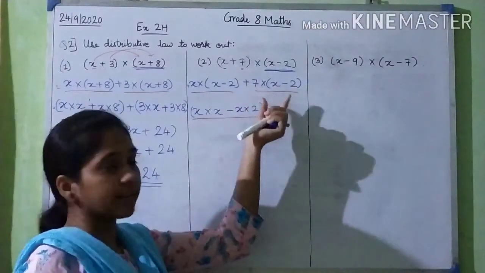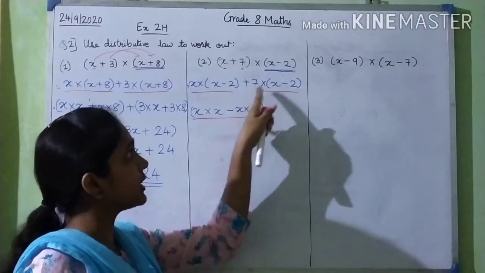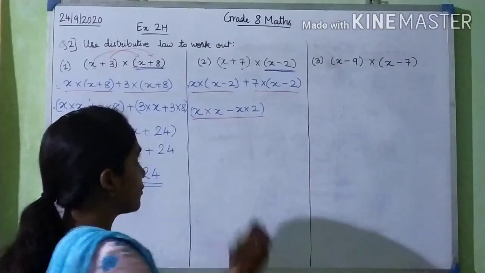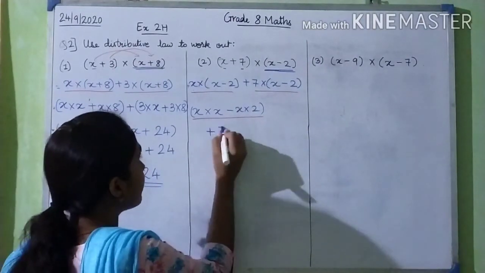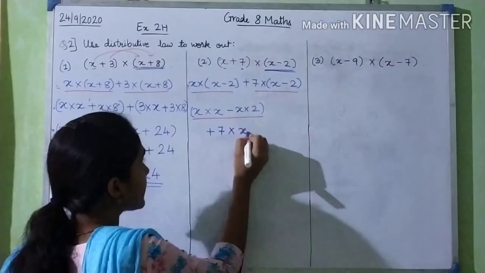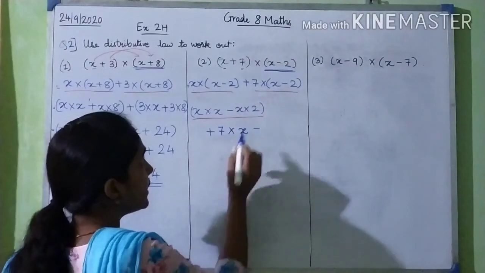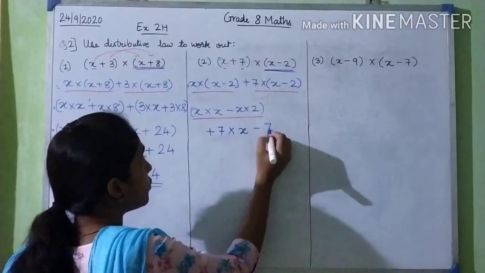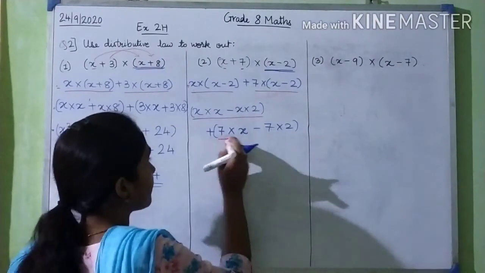Now the second part. 7 is multiplied to x minus 2. So 7 will get multiplied to each term which is there inside. So I write it here. Okay. So plus 7 multiplied by x. This then again for plus into minus the answer will be minus. So 7 into 2 now. Okay. So this is our second part.